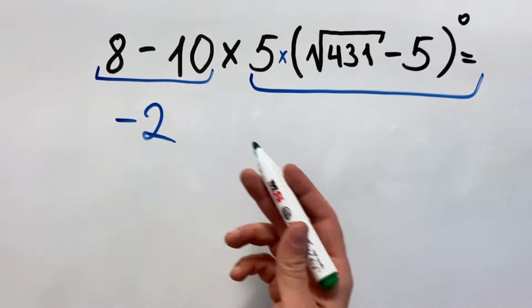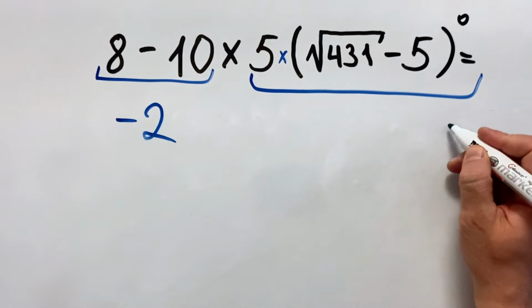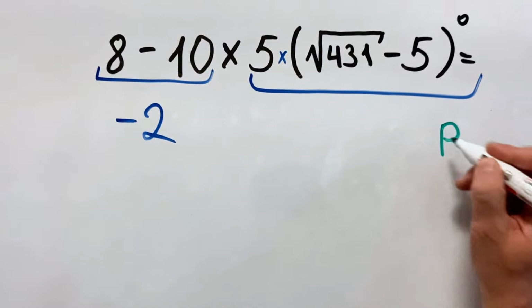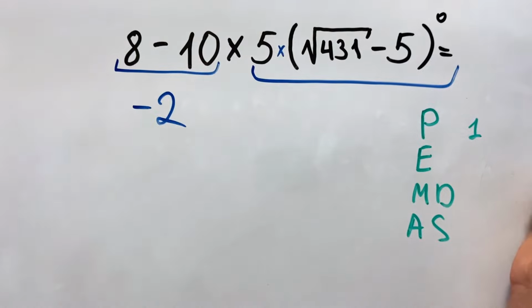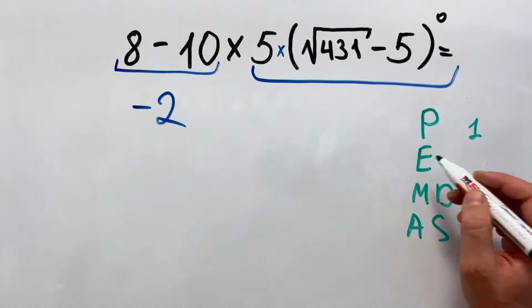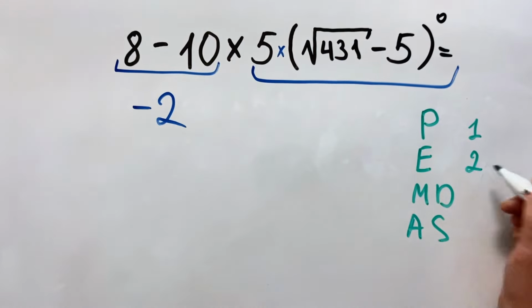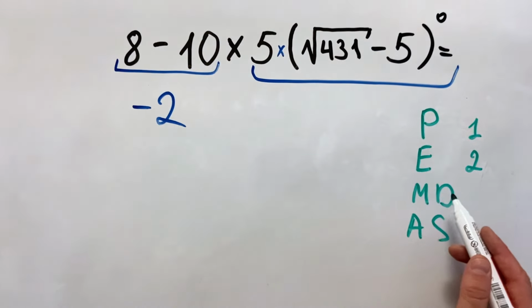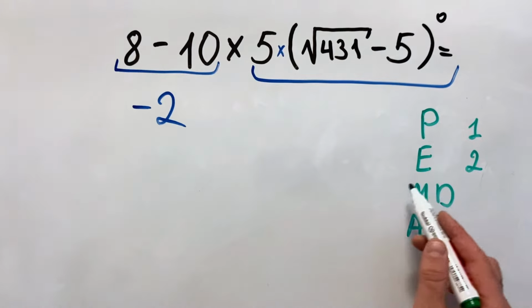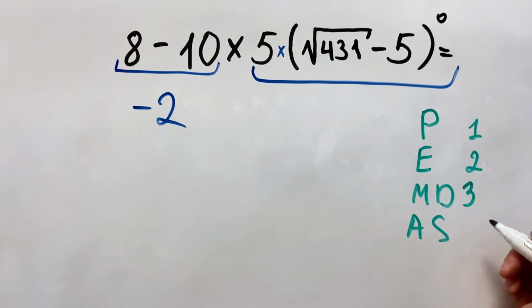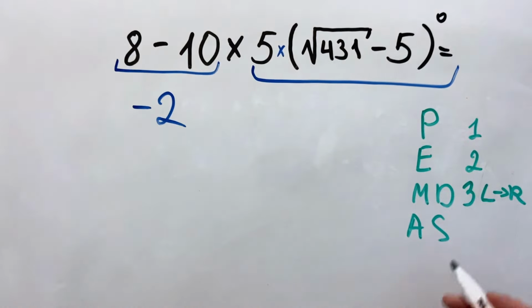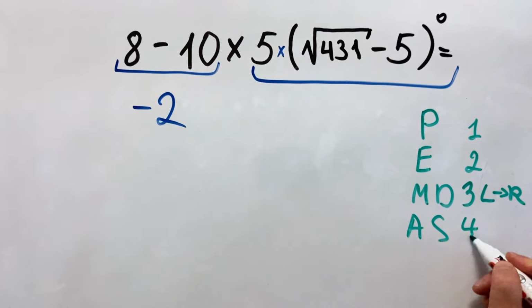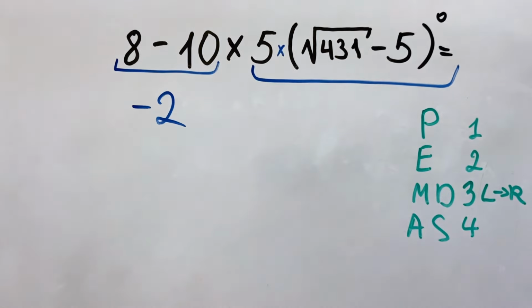First, to solve this type of equation, one must remember the order of operations rule, which is PEMDAS, where P stands for parentheses, and we need to do it in the first place. Then E stands for exponents. We do it in the second place. Multiplication and division have equal priority, and they are done in the third place, from left to right. And in the fourth place is addition or subtraction.